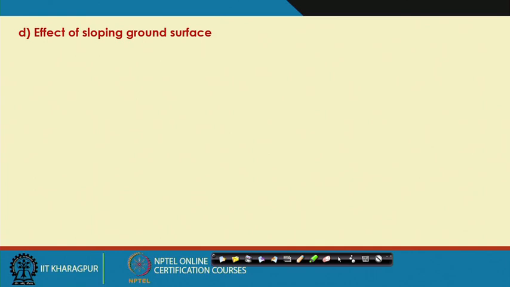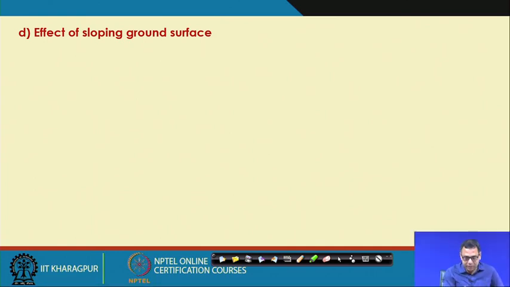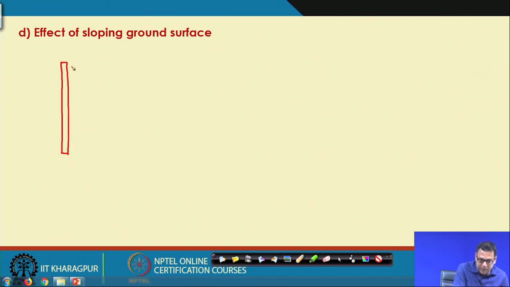So, we will calculate the effect of sloping ground or inclined backfill, because in the previous cases your backfill was horizontal. Suppose we have a wall, and in all the previous cases this is the backfill, perfectly horizontal. Now, if the backfill is inclined, making an angle I with the horizontal, then how can we calculate the earth pressure?